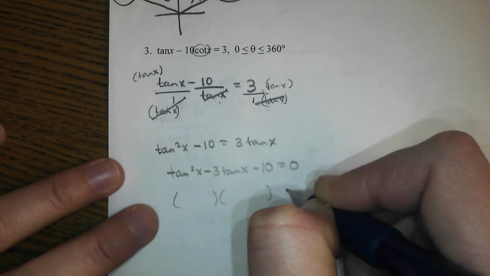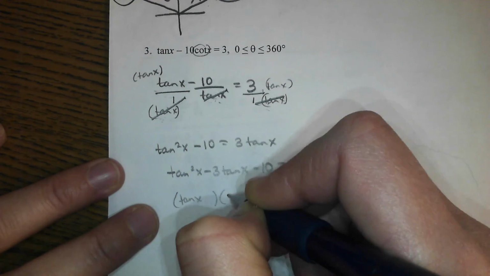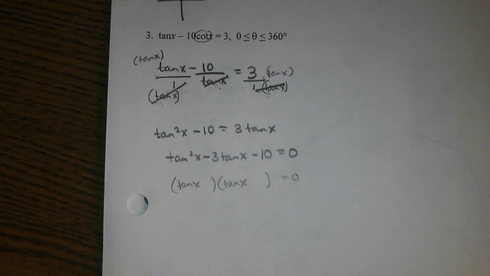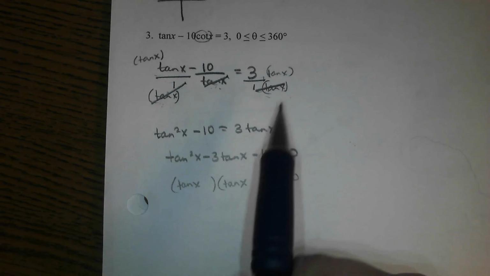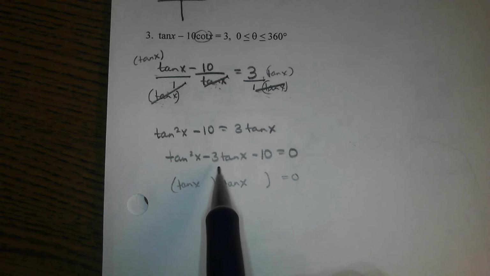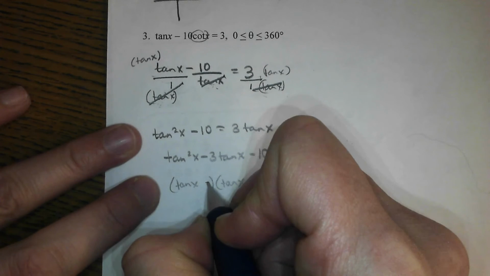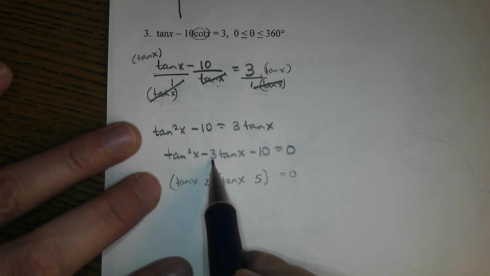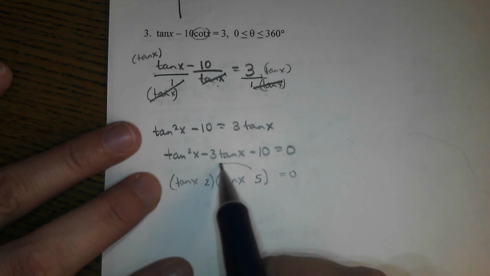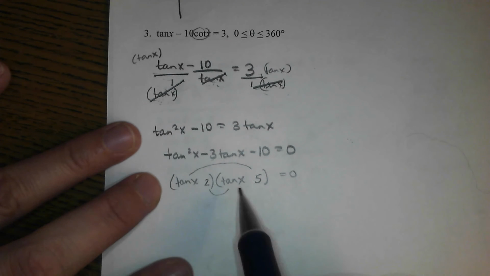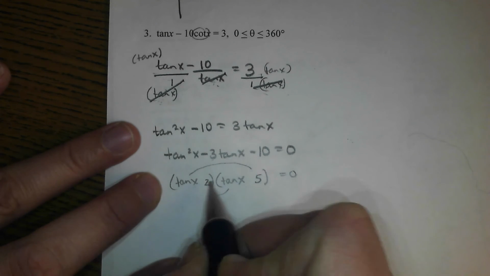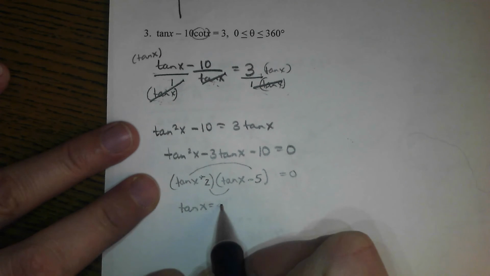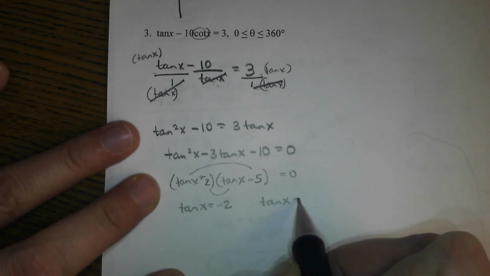Factor. Tan x times tan x will give you your firsts. So here, Allie, we have choices for 10. We have 1 and 10, or 2 times 5. We want the combo to give us something like a 3, though. So 2 and 5 makes more sense. So I'll throw my 2 and 5 in there, and then I have to mess around with the signs. I want it to be a negative 3 in the middle. So I want the bigger of the outer product and the inner product to be the negative 1. Perfect. So we get tangent of x equals negative 2, or the tangent of x equals 5.